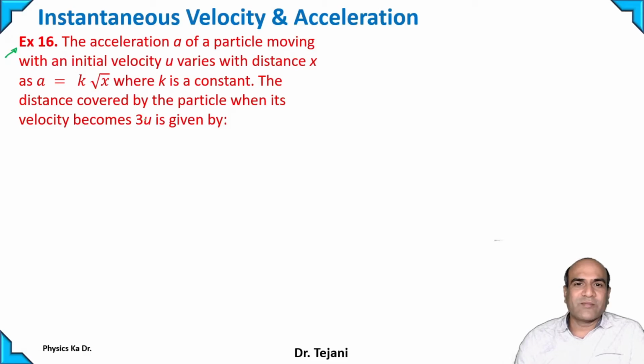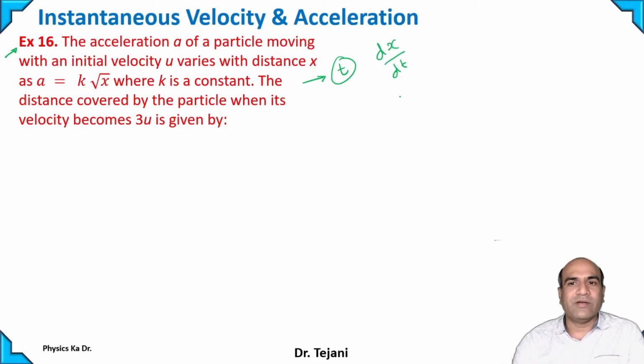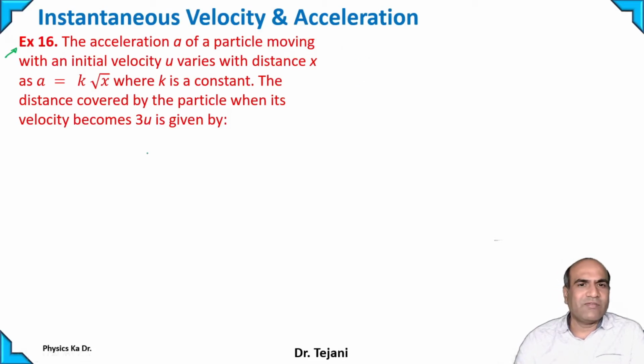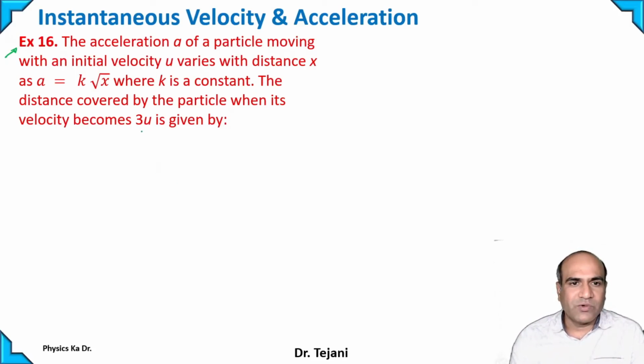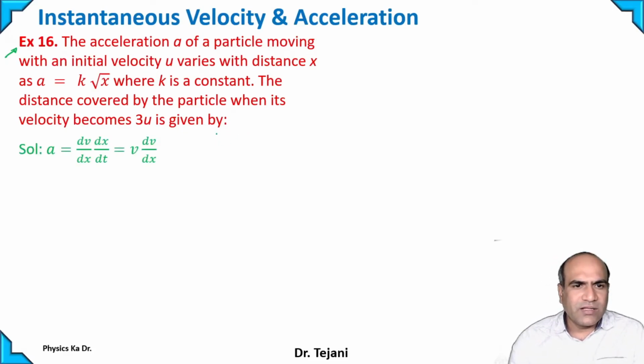Where k is a constant. If it is a function of t, it is very easy to do dx by dt or dv by dt. But if it is a function of x, then you need to have dx as a differentiation. It is difficult. So what is mentioned here: the distance covered by the particle when its velocity becomes 3u. So the initial velocity was u and the final is 3u, right? So we need to find the distance covered. x is required, right?